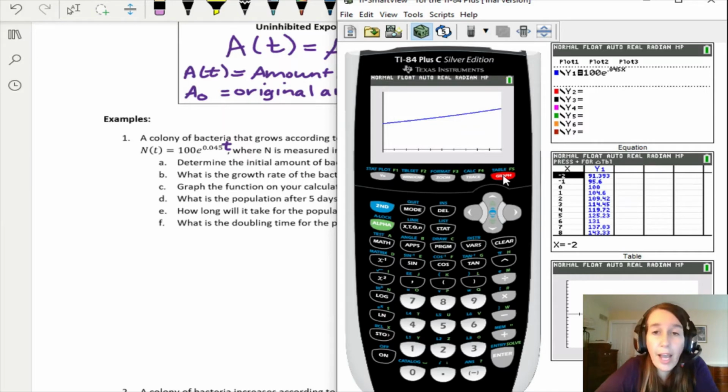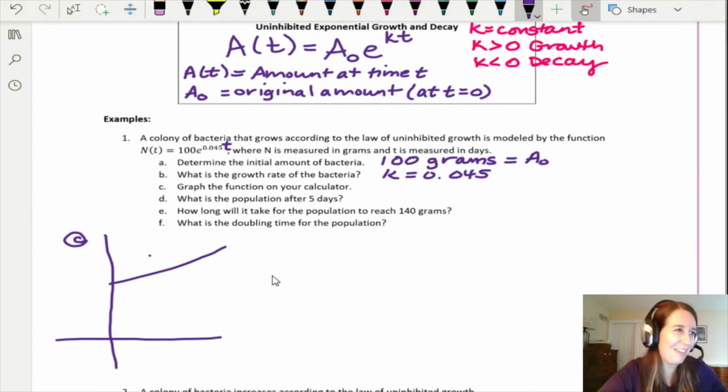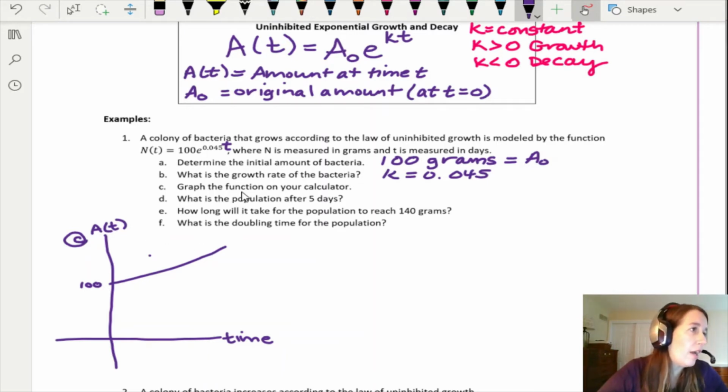Okay, so it is going up. It doesn't look as exponential as I thought it would, but I think that's because of the scale, right? So if we draw that for part C on our paper, it looks something like that, right? And we know that this value is 100 right here. We know that this is the time, and this is the amount at time t. Okay. Now, that was part C.